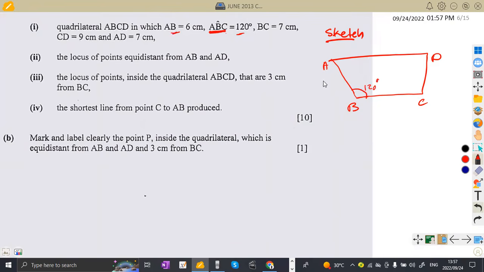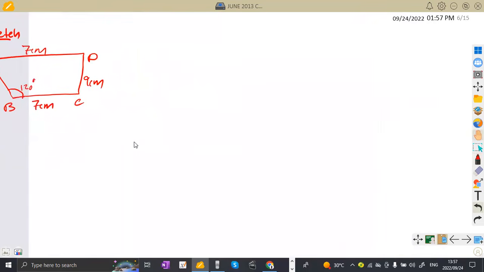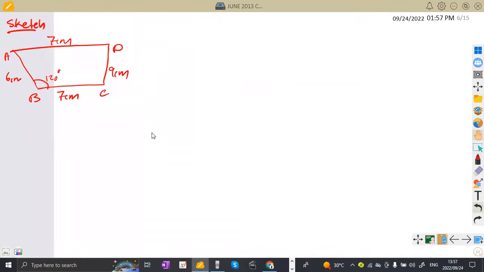AB is 6 centimeters here. BC is 7 centimeters. CD is 9 centimeters, and AD is 7 centimeters. So that's what our diagram is going to look like. From this, guys, we're supposed to construct with this information, or with this sketch that we have.